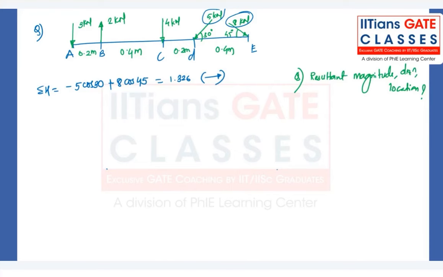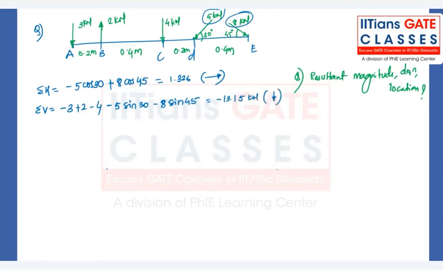Let's see, summation vertical. A lot of forces are there: minus 3 plus 2 minus 4. Because these are direct, we can write them directly. But for these two forces there will be a vertical component, so minus 5 sin 30 minus 8 sin 45. And it will be minus 13.15 kilonewton. Minus indicates it is in downward direction.